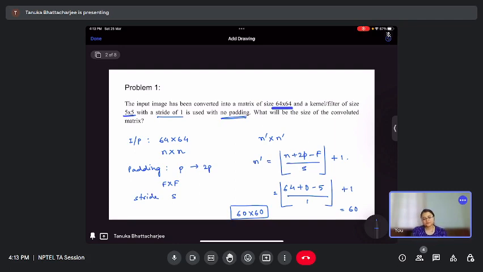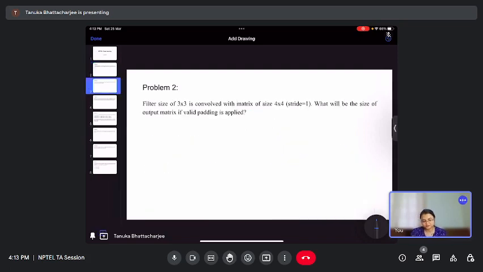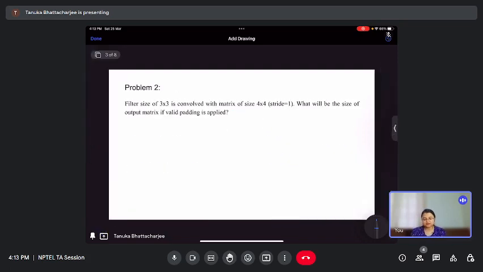Okay. Now let us move on to the next one. Next one is also similar. Here a filter of size 3 cross 3 is convolved with a matrix of size 4 cross 4 with stride 1. Then what will be the size of the output matrix if valid padding is applied?